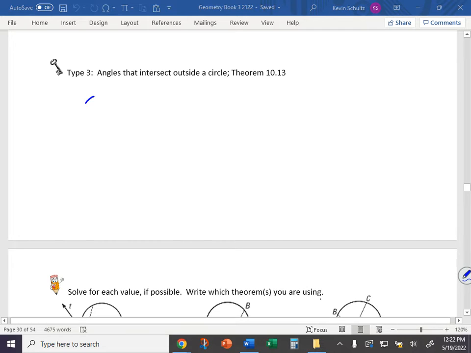You can either have a tangent and a tangent.